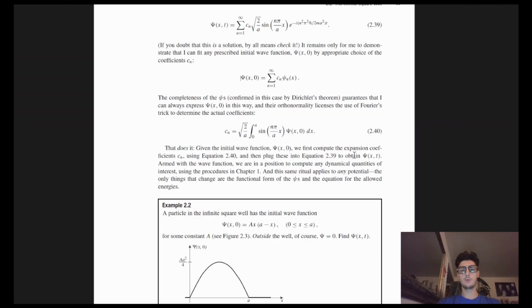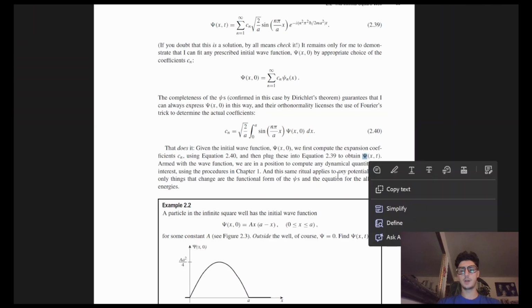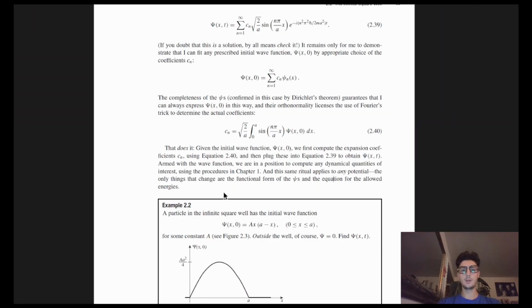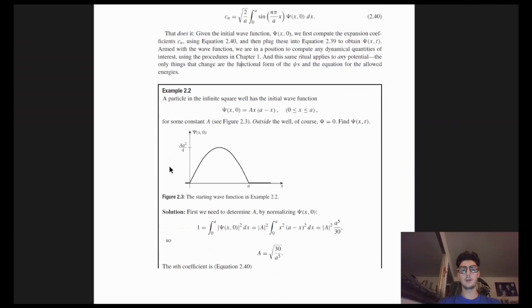So remember, in chapter 1 we saw that the wave function psi is a probability distribution. With a probability distribution you can find averages, things like this. So go back to chapter 1, which I did a full read through on this channel if you're interested in this. The same ritual applies to any potential. The only things that change are the functional form of the psi's and the equation for the allowed energies.